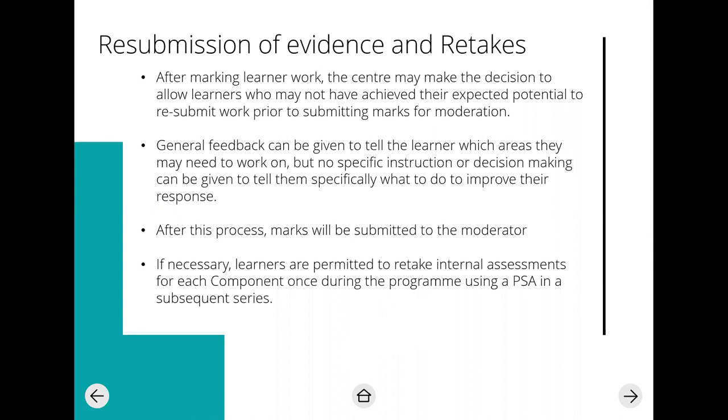Then, once they've resubmitted, they get one resubmission, you remark. At that point, you then decide out of all your learners what the rank order is. You go from highest to lowest. Okay, who's your highest? Then who's the next one? Who's the next one? And you carry on going until you get to the lowest. You then submit those marks to the moderator. There is no then further opportunity to resubmit to improve marks for the same PSA.